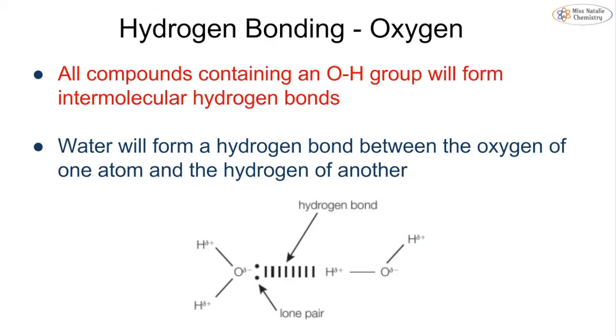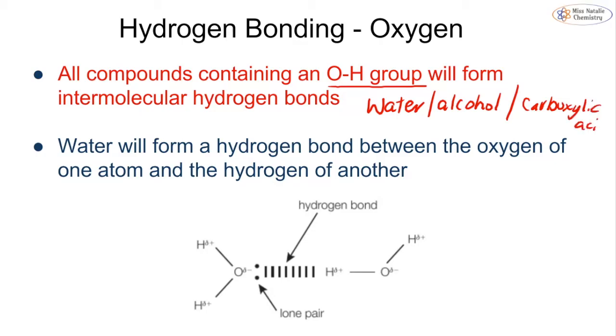So if we look at oxygen, any compound that contains an OH group will form intermolecular hydrogen bonds. So that could be water, it could be an alcohol, or even a carboxylic acid. All of these will contain OH groups, so they're all able to make hydrogen bonds.